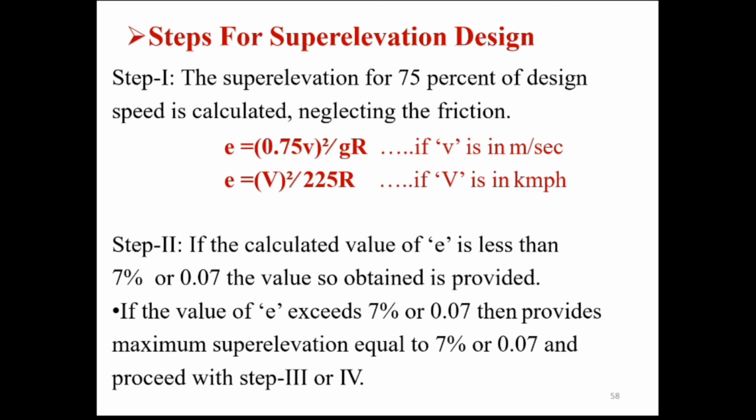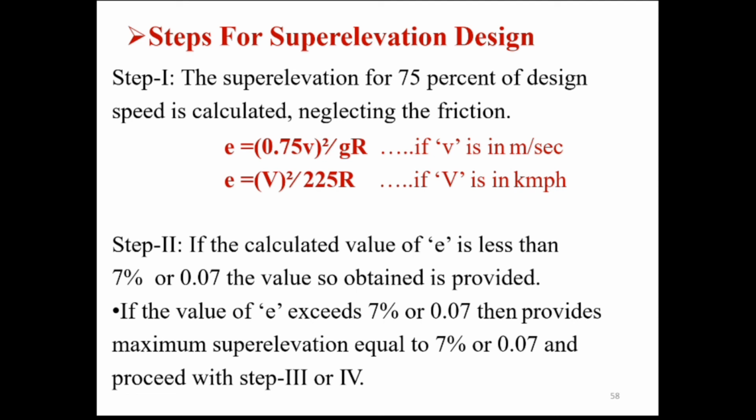Now the steps for the superelevation design. The first step for the design of the superelevation is that the superelevation for 75% of the design speed is calculated neglecting the friction. E equals 0.75 V square upon G into R if velocity V is in meters per second, and E equals V square upon 225 into R if velocity is in kilometers per hour.